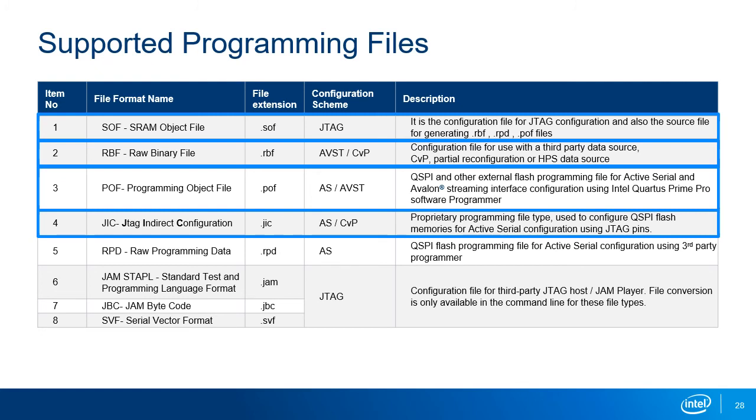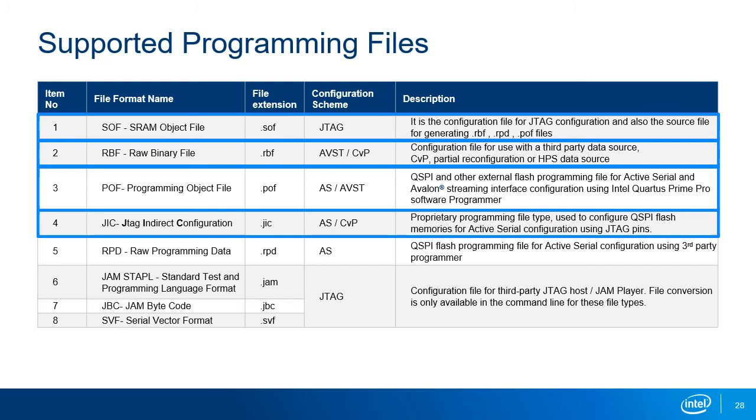4. JIC, or JTAG indirect configuration, is a QSPI memory programming file for active serial configuration using the programmer via JTAG. It can be used for CVP as well, if a QSPI device is used to configure the periphery image. When JIC files are used, the FPGA is first configured with the serial flash helper design before programming the flash. In the case of Intel Agilex devices, this function is performed by the SDM.